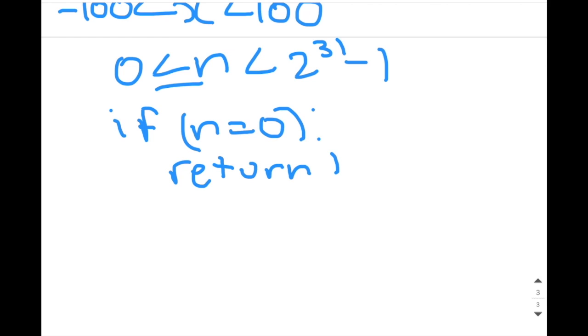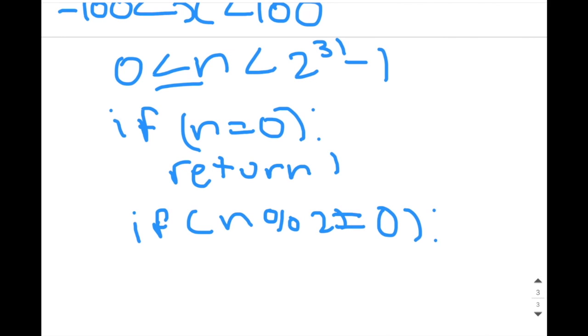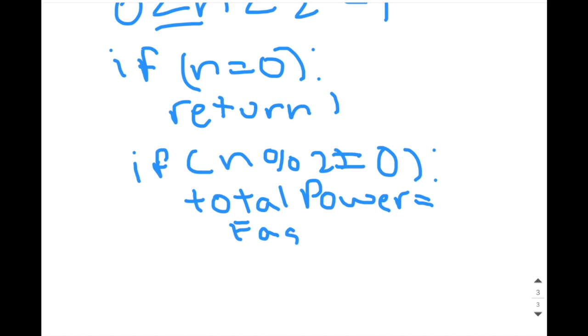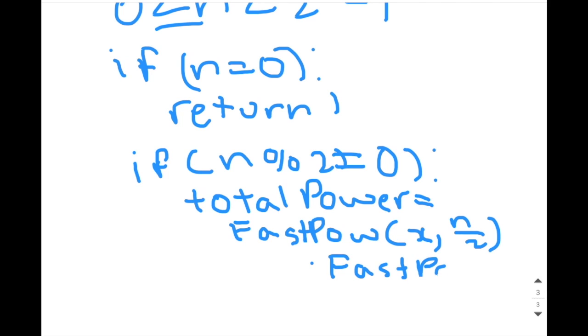Here, we're going to use the same cases we talked about earlier. If n is even, then x to the n is equal to x to the n over 2 times x to the n over 2. So in our pseudocode, if n mod 2 is 0, or n is even, then what we'll do is we have our total power to be equal to fast pow of n over 2 times fast pow of n over 2. So basically, x to the n is equal to x to the power of n over 2 times x to the power of n over 2. Our other case is when n is odd.